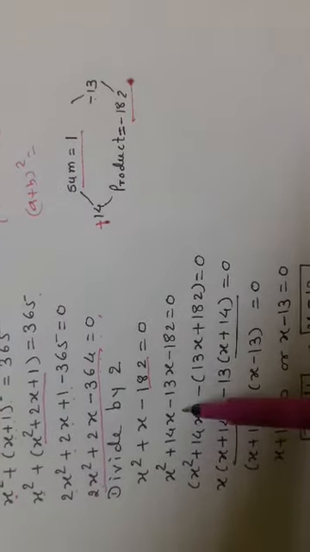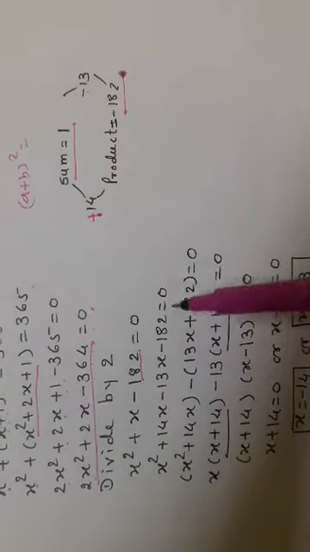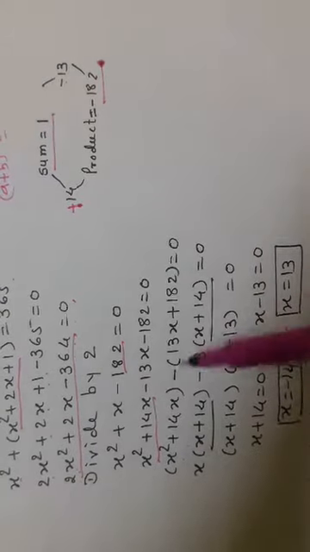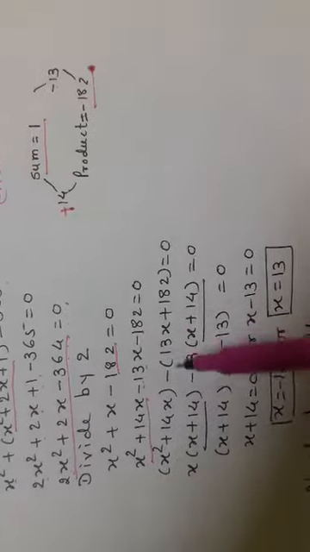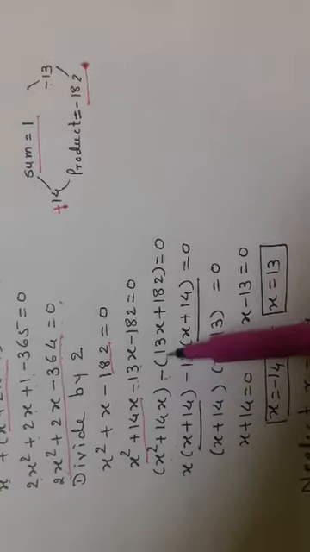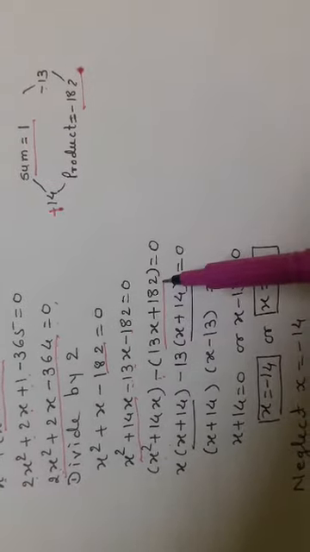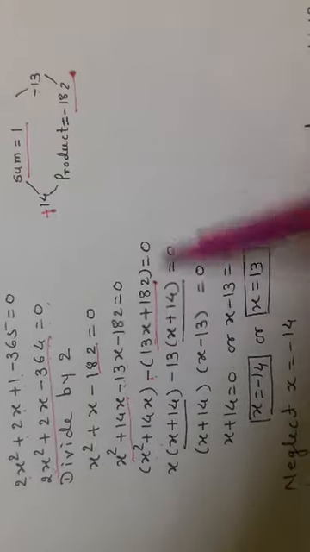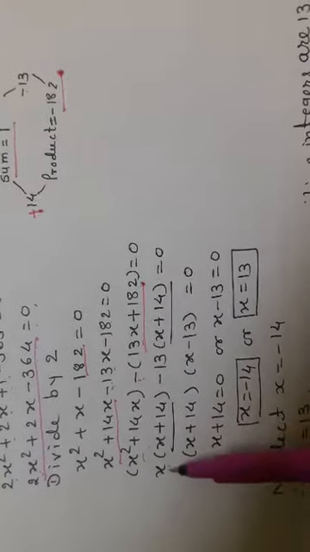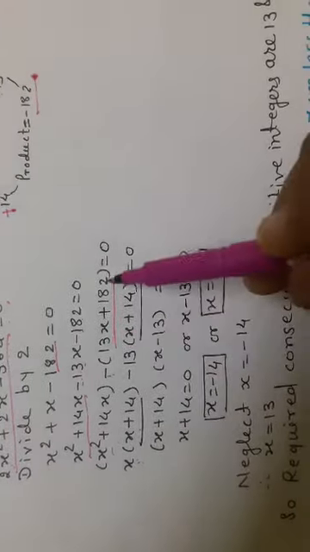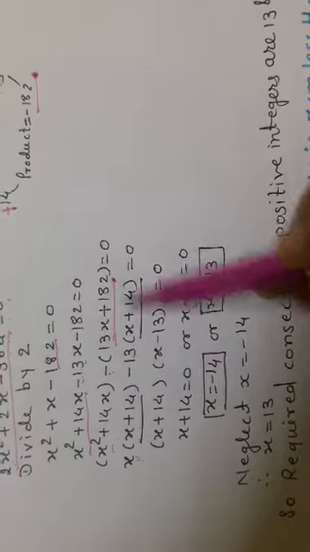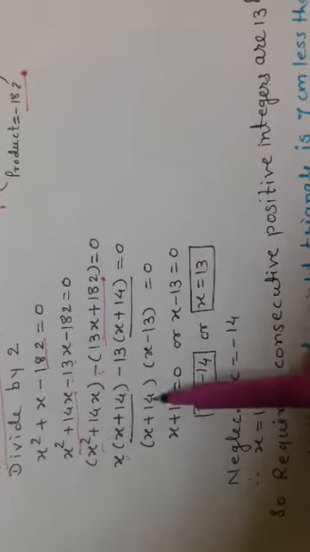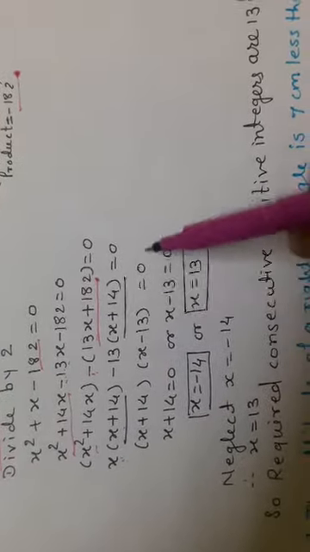So x square plus 14x minus 13x minus 182 is equal to 0. We will do the grouping of x square plus 14x in one group. Here both terms have a negative sign, so we take the negative out common, and the sign of the number will change, negative will become positive, which is equal to 0. From the first bracket x is common, x plus 14. From the second bracket, 13 divides 182, so we take 13 common, and x plus 14 is equal to 0. Taking x plus 14 common, in the second bracket x minus 13 is equal to 0.